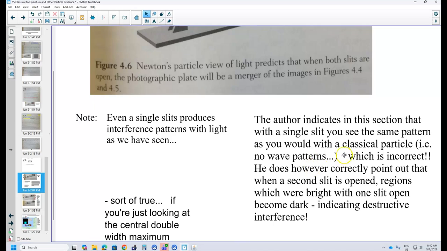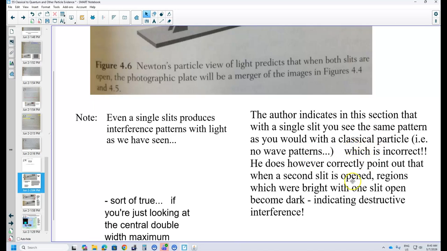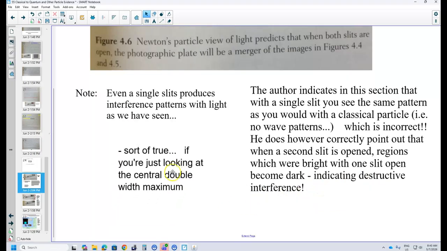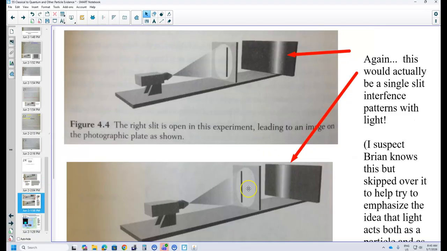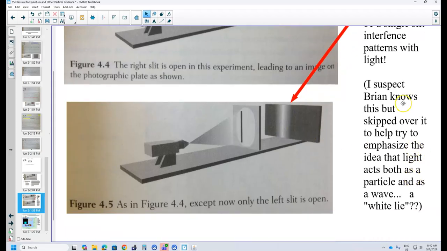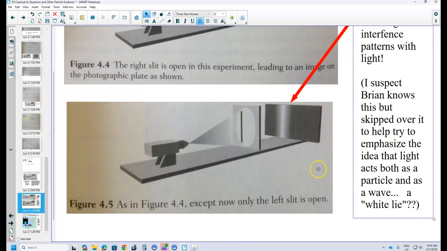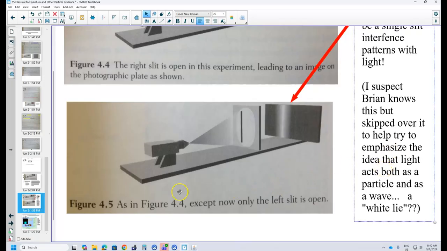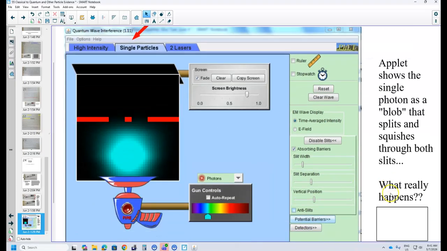The author indicates a section of the single slit, which would be the classical case, just with no interference pattern. But of course, it's not true. But he does correctly point out that when a second slit is open, regions that were bright become dark due to destructive interference. But like I said, it's sort of true if you're just looking at that central maximum area. We'd actually have single slit interference patterns in both. And honestly, Brian knows this, but he's basically dumbing it down a bit to make it a little easier to follow, right? If I was to chat with him, he'd probably say, yeah, a little white lie, just to make it easier for the masses to follow.